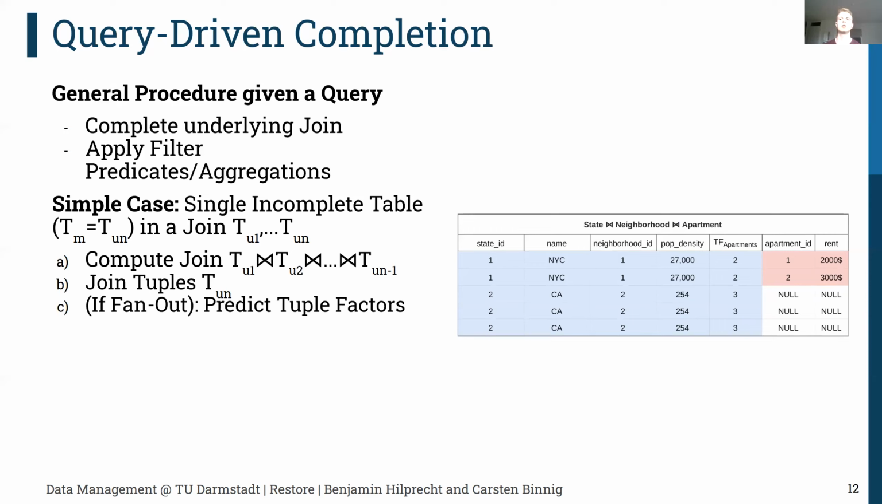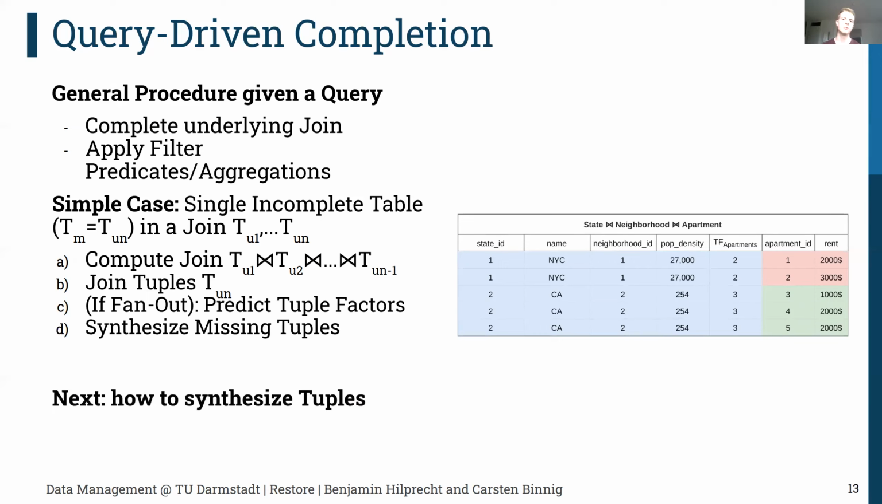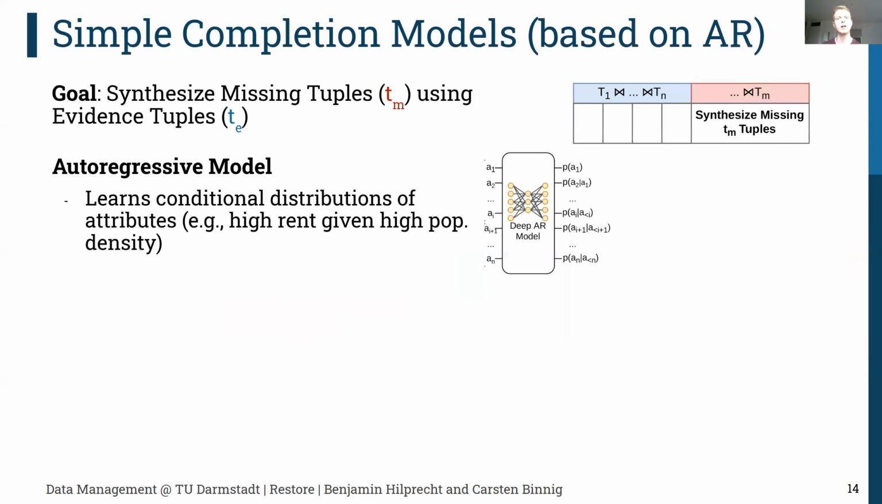And here we expect to see 3 apartments, and then we synthesize the missing tuples, meaning that those 3 green tuples are then treated as normal tuples, and then we can just apply any filter, predicate, and aggregation as if we had the complete database at hand. This is roughly the idea. Of course, the magic is how to synthesize those missing tuples. So next I'm going to talk about how we synthesize those missing tuples in detail.